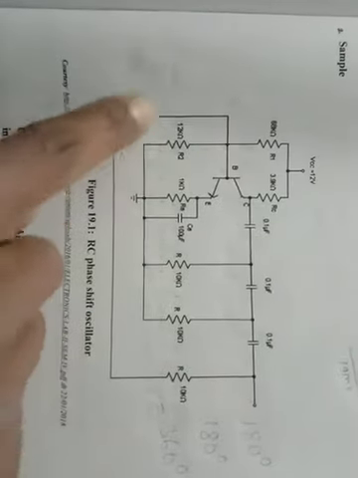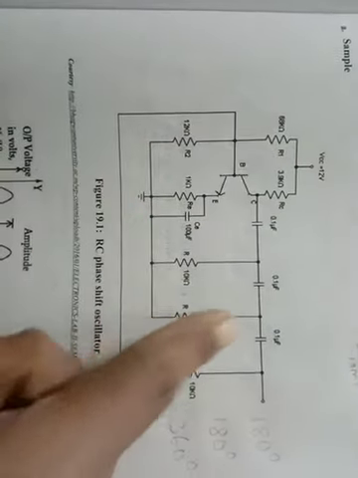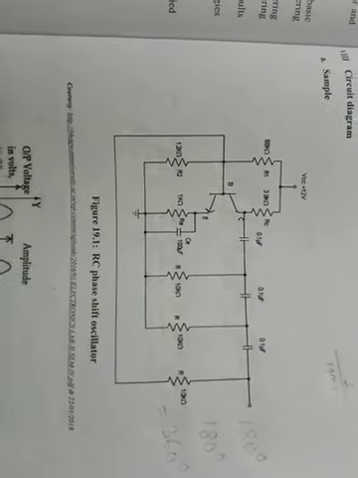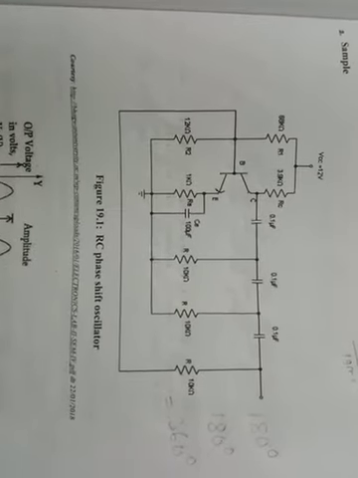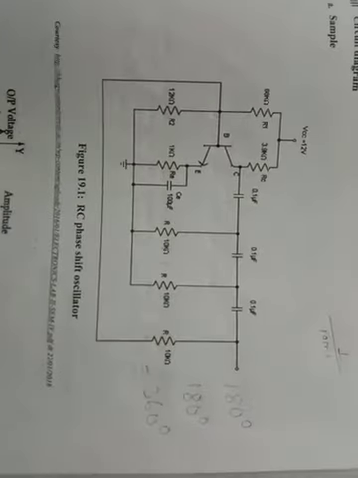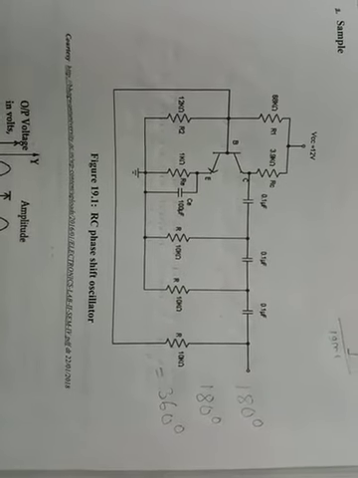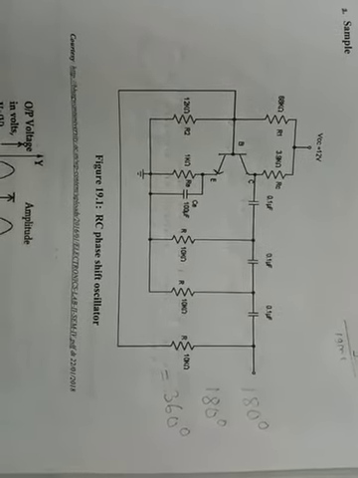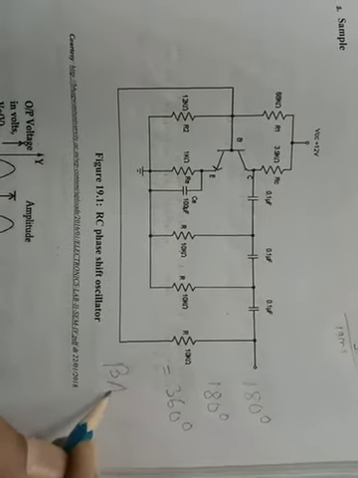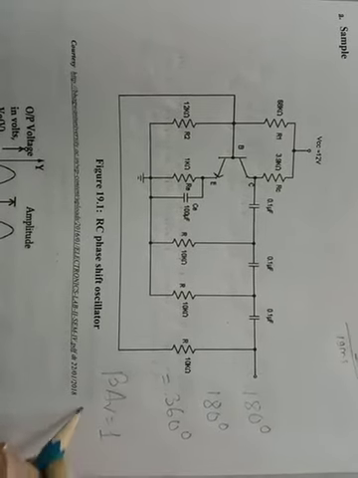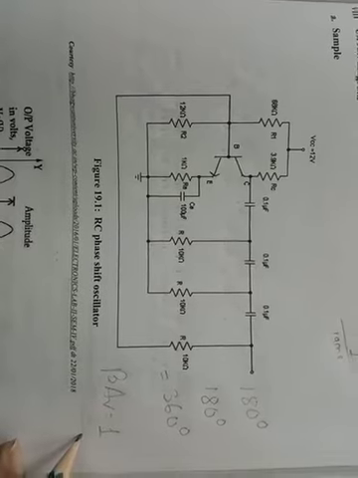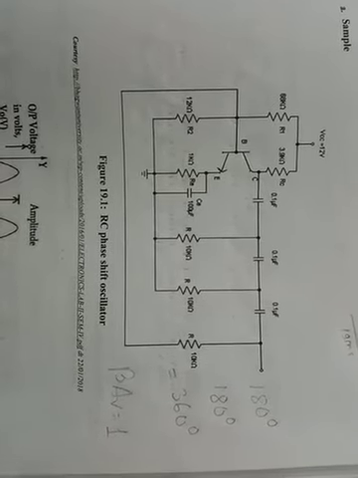As per the Barkhausen criteria, for sustained oscillations, the phase shift between the feedback and the input signal must be 0 degrees or 360 degrees. This is the feedback and this is the input signal. And the second condition is that the value of beta AV is equal to 1, and this is possible only in the case of a positive feedback amplifier.